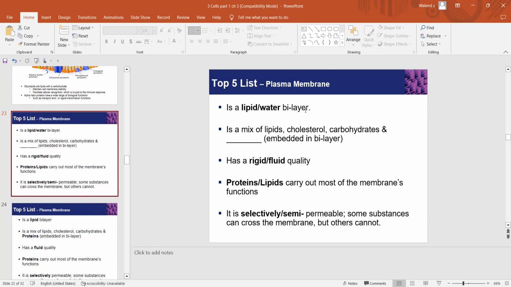Let me ask you this, see if you're following. The bilayer, is it lipid or water? Lipid bilayer or water bilayer? Lipid. To be more specific, phospholipid. I didn't ask about phospho here, but phospholipid is lipid. It's a type of lipid. Okay. What is a mix of lipids, cholesterol, carbohydrates, lipids, protein? Yes, the last one is protein.